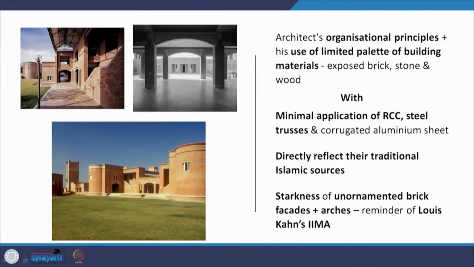Now, the architect's organizational principles and his use of a limited palette of building materials, in this case exposed brick, stone and wood, with very minimal application of RCC and steel trusses. RCC of course is used in the slab work and beams, etc., and the use of corrugated aluminium sheet. You find that, for example, in the truss that is created here. It is also a direct reflection, like I said, of Islamic sources, and there is a starkness in the unornamented brick facade and the arches that he has used, which is a reminder of Louis Kahn's IIM Ahmedabad.